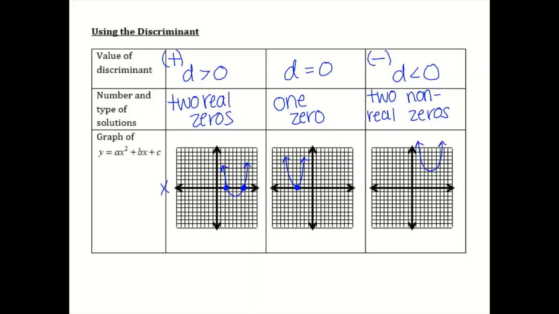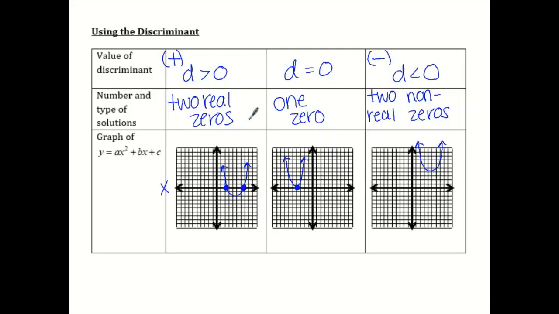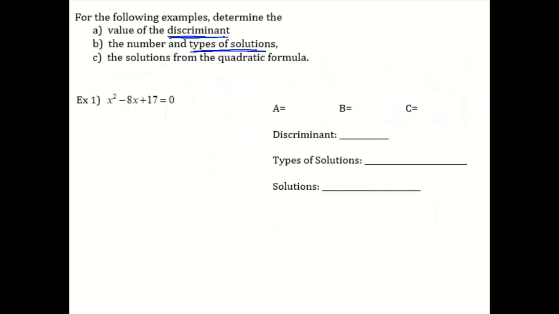So for the following problems, we're going to determine the discriminant. So that's the first thing we're going to do. Then we're going to determine the number and types of solutions. So basically looking back at this chart, when I ask you what solutions are, you're going to check to see what your discriminant is here. And so how many solutions should I have? Okay? And then we're actually going to find the solutions from using the quadratic formula, okay?